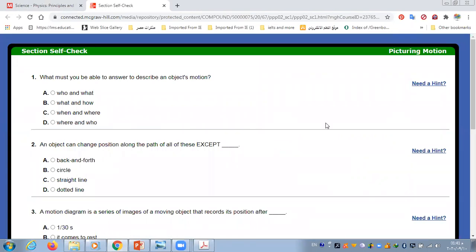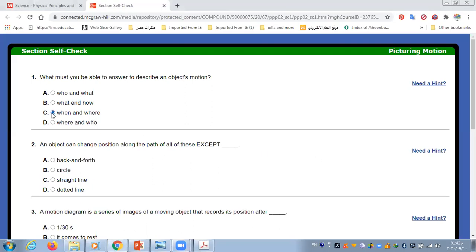Question number 1, who will answer the question? Raise your hands. And question number 2 and 3 and so on. Anas Sharif. What must you be able to answer to describe an object's motion? When and where? C. So the answer is C.